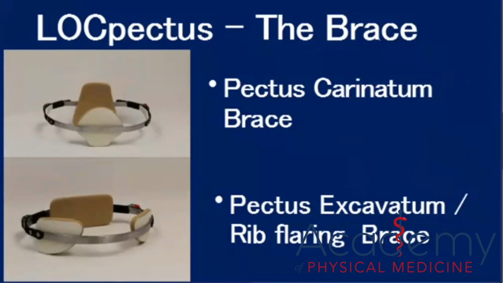Yeah. So at the top we've got a brace for pectus carinatum. That's a typical carinatum brace, so a central pad. Quite often we will adjust the size of the pads to the specific area that we're trying to put pressure on, and also for the size of the patient. And the bottom one's a brace to correct the rib flaring.